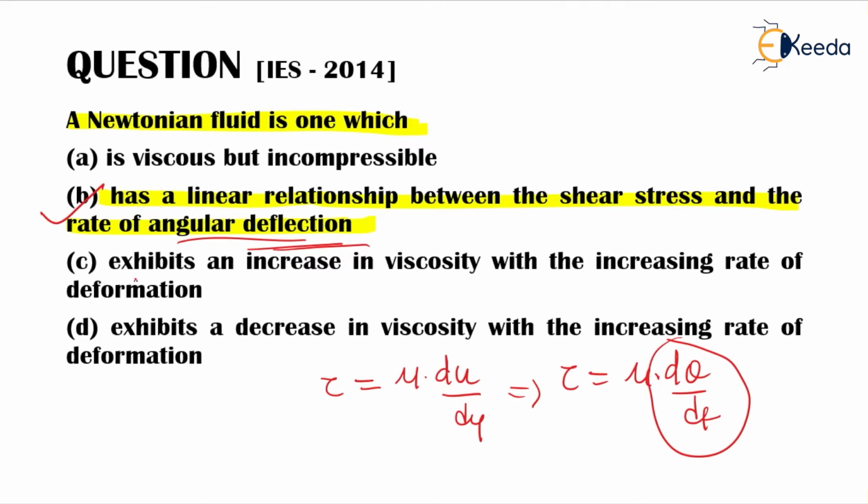Now we will check another. Exhibits an increase in viscosity with increasing rate of deformation, exhibits a decrease in viscosity with increasing rate of deformation. A Newtonian fluid is actually independent of rate of deformation. So this must be the correct answer. Option B.